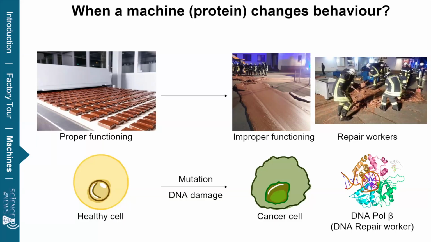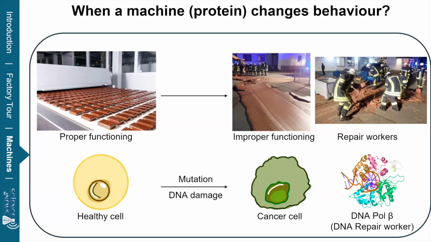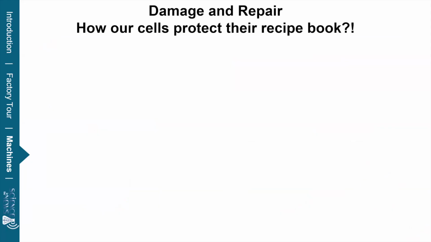One crucial enzyme that has to work perfectly is called DNA polymerase beta, and its job is to repair our genetic recipe book. And here is the cartoon of the polymerase beta. That's how we represent its structure. And next is, what if there is damage and how do we repair that damage?